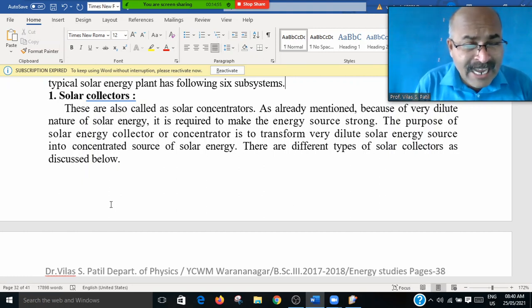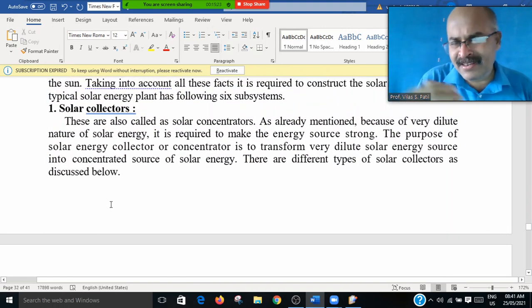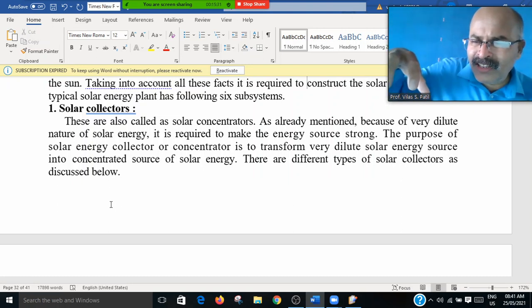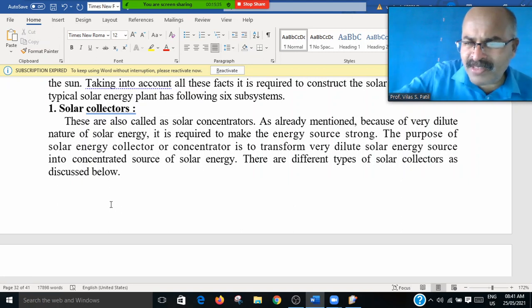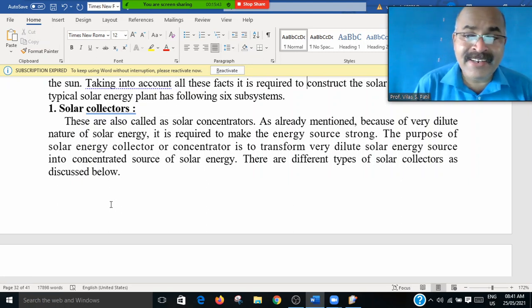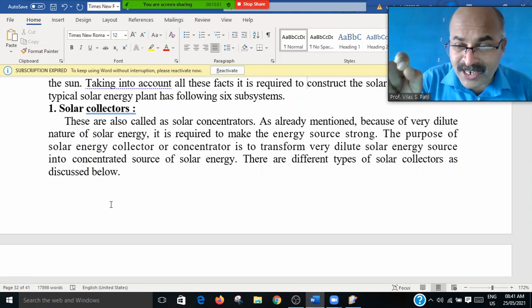The purpose of the solar energy collector or concentrator is to transform very dilute solar energy sources into concentrated solar sources or solar energy. And for this, the types of solar collectors are discussed below, that is the flat plate collector. Just take the example of a convex lens. All the rays which are incident on the surface of the convex lens are concentrated at the focal point, and we get high intensity light energy, concentrated to one point.